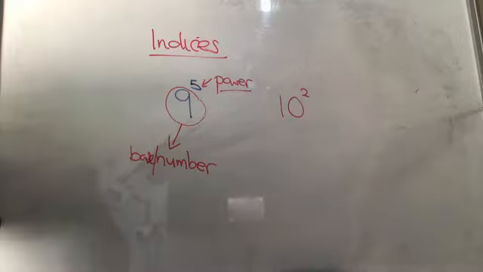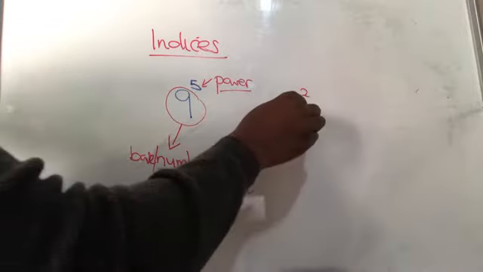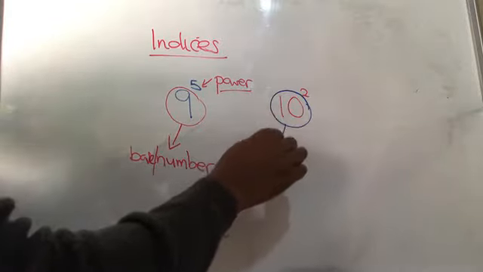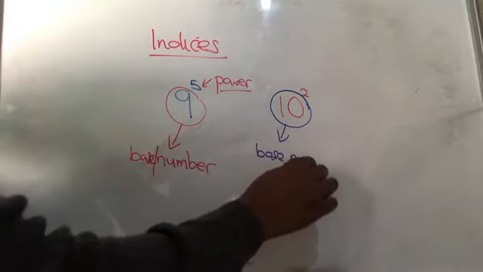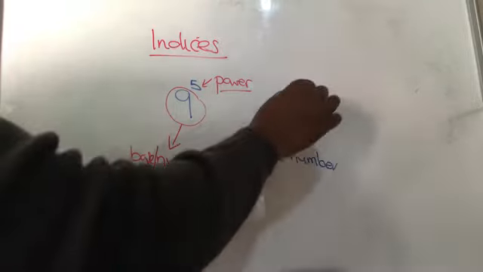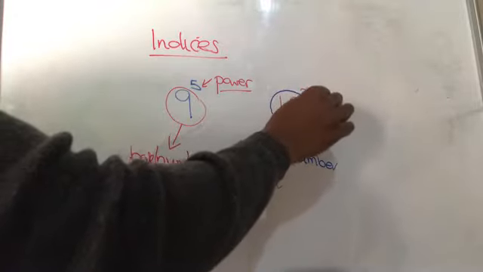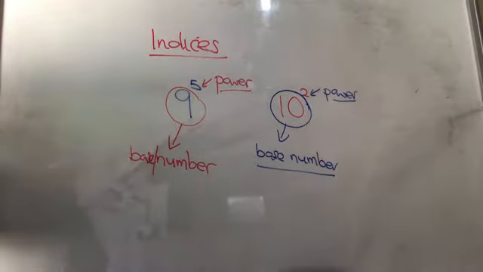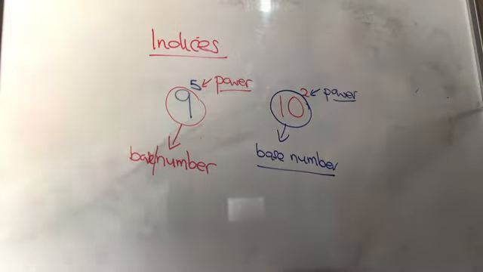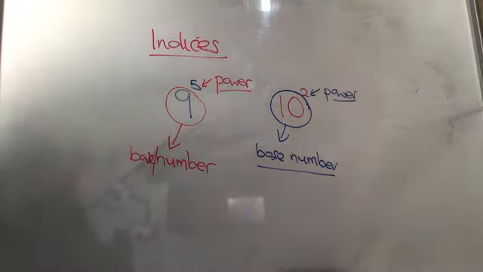Similar to this 10 squared, this 10 is a base number, and this 2 is the power. I'm sure we are together now. We now know what an index looks like.